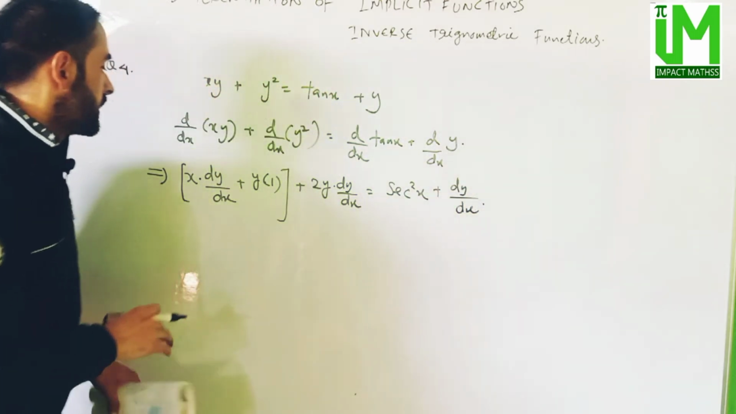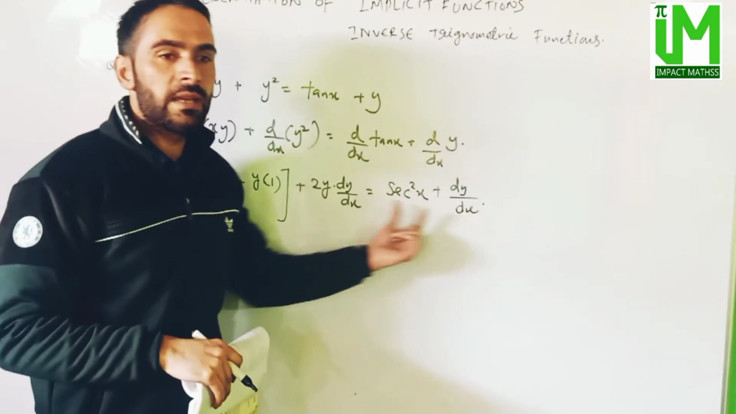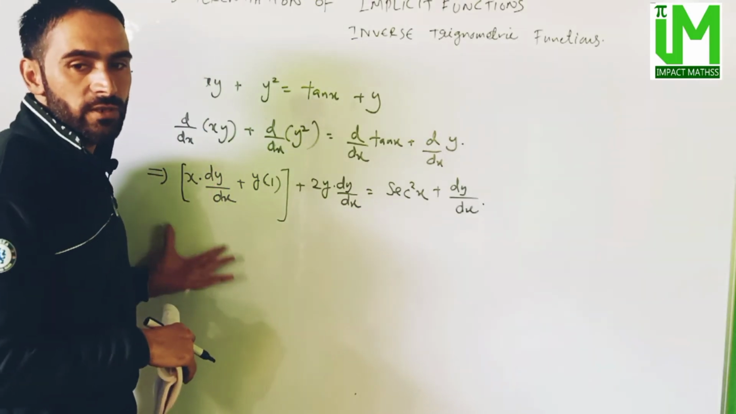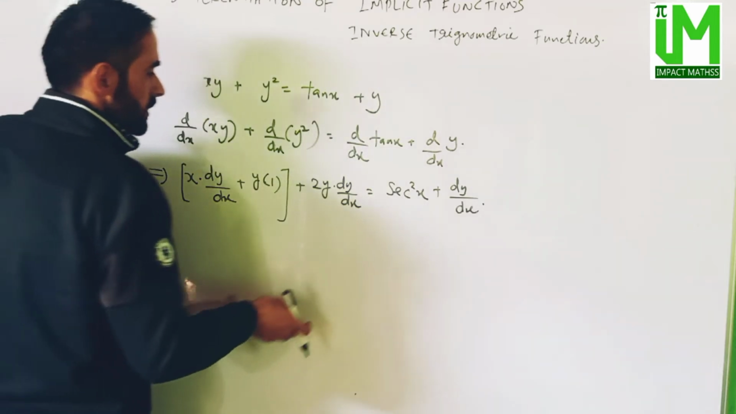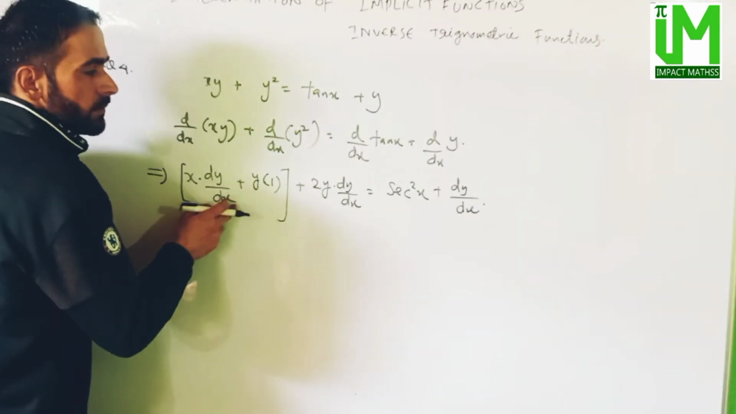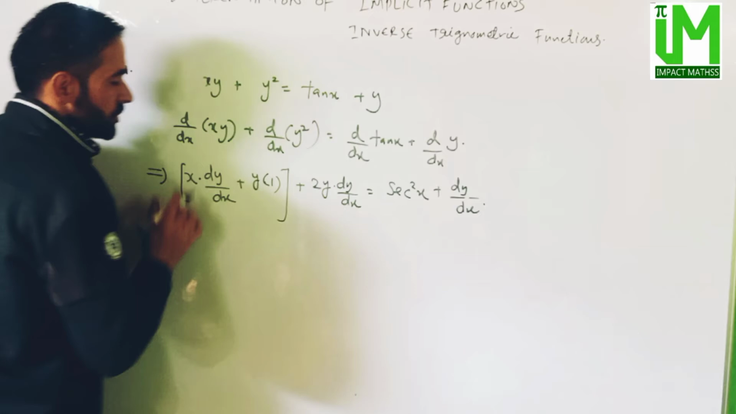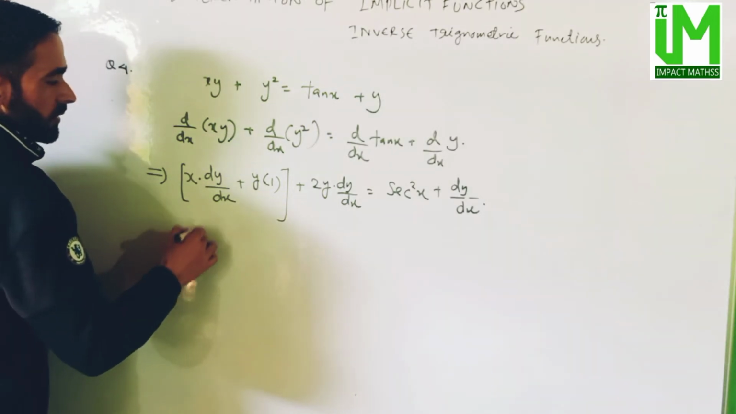Next term is क्या है? इसका dy by dx separate. dy by dx वाले terms एक side करेंगे. Remaining terms दूसरी side करेंगे. ठीक है. So it will be, इस term में dy by dx common करो, ये शिफ्ट करो. So it will be x.